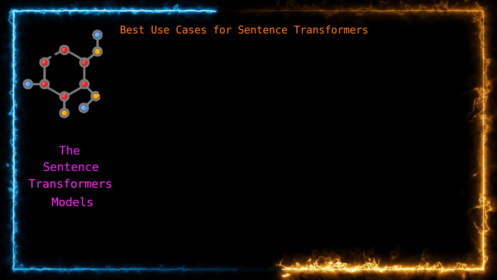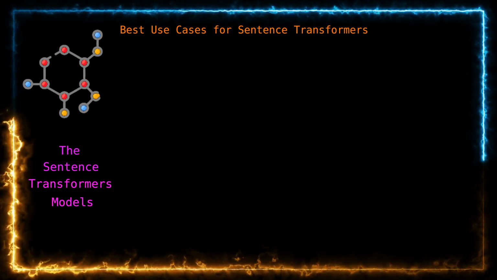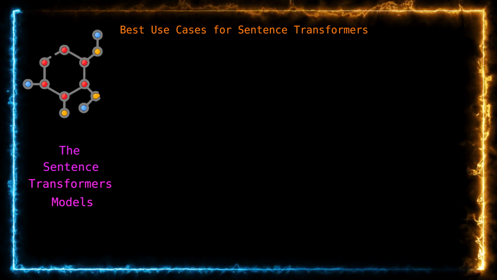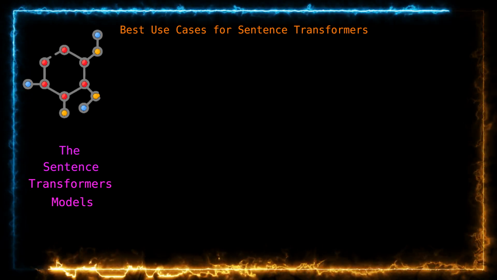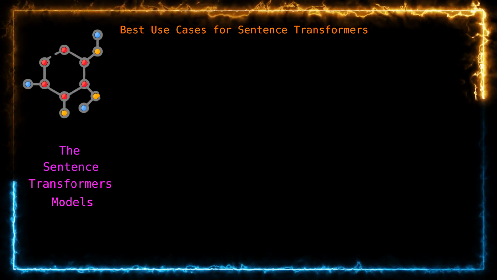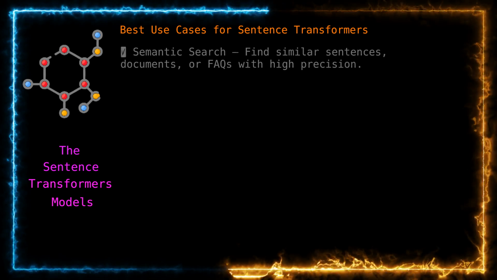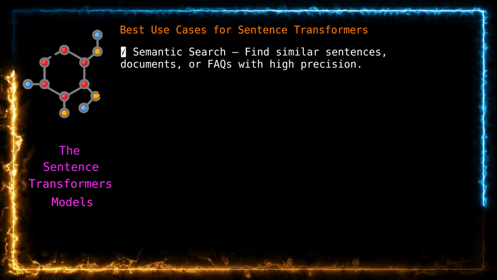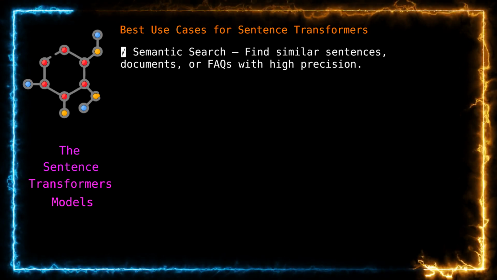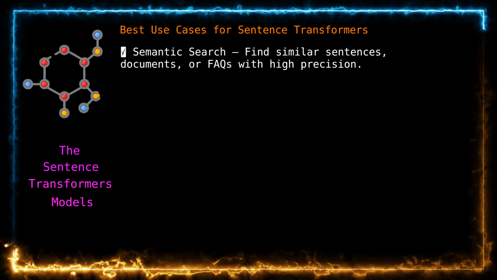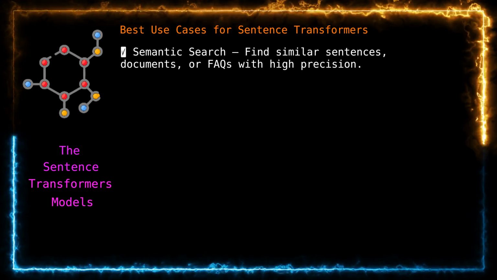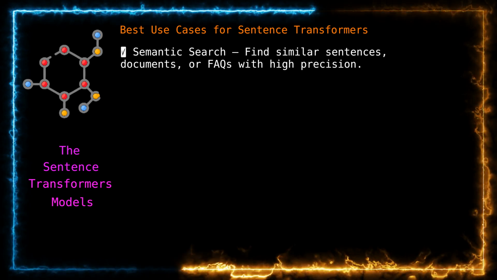Best use cases for sentence transformers. They power state-of-the-art NLP applications by enabling models to understand full sentences, not just individual words. Here are the top use cases where they really shine. Semantic search finds similar sentences, documents, or frequently asked questions with high precision, whether it's for knowledge bases, legal documents, or customer support. These techniques improve search results dramatically.